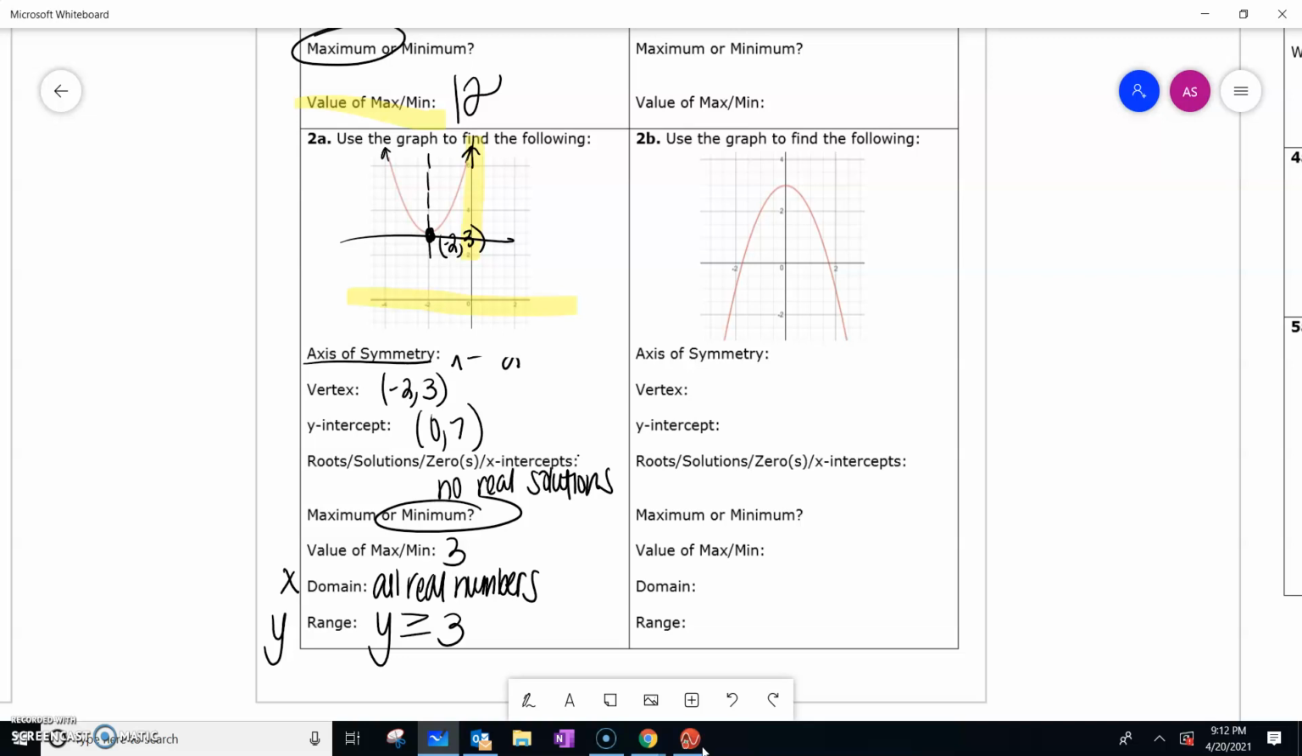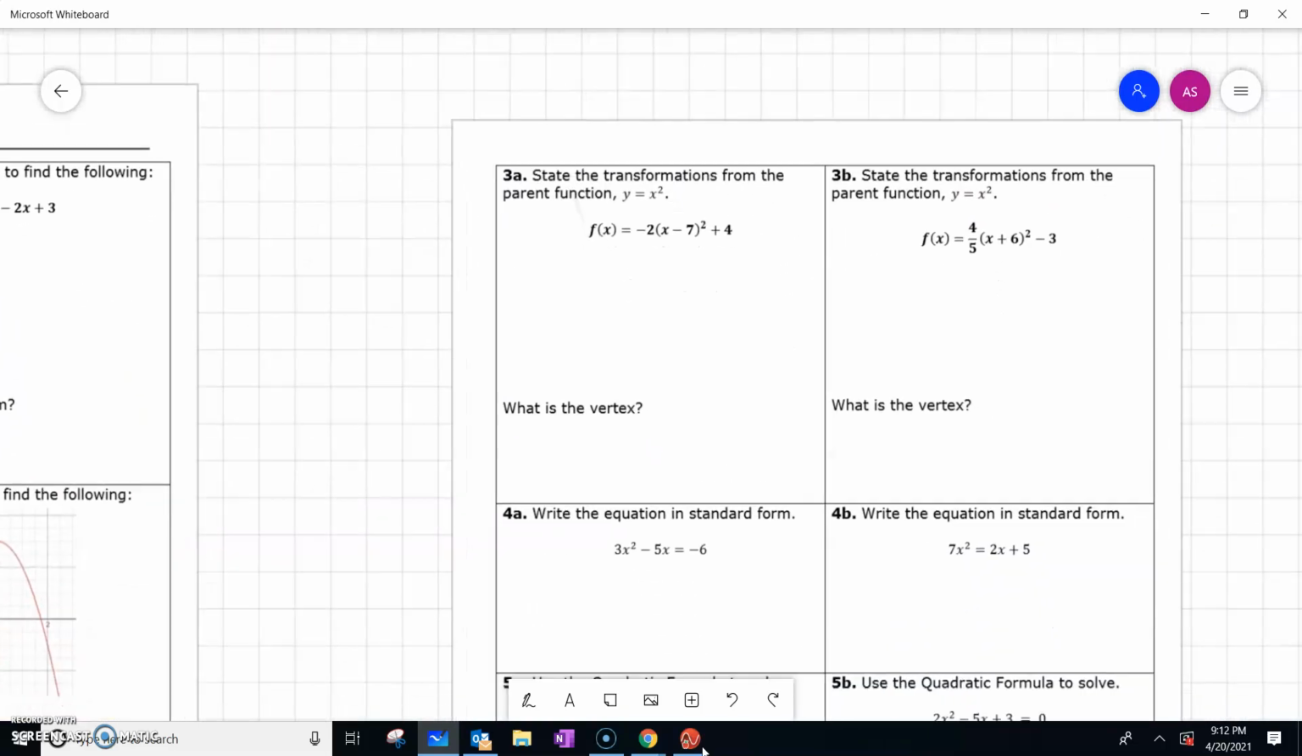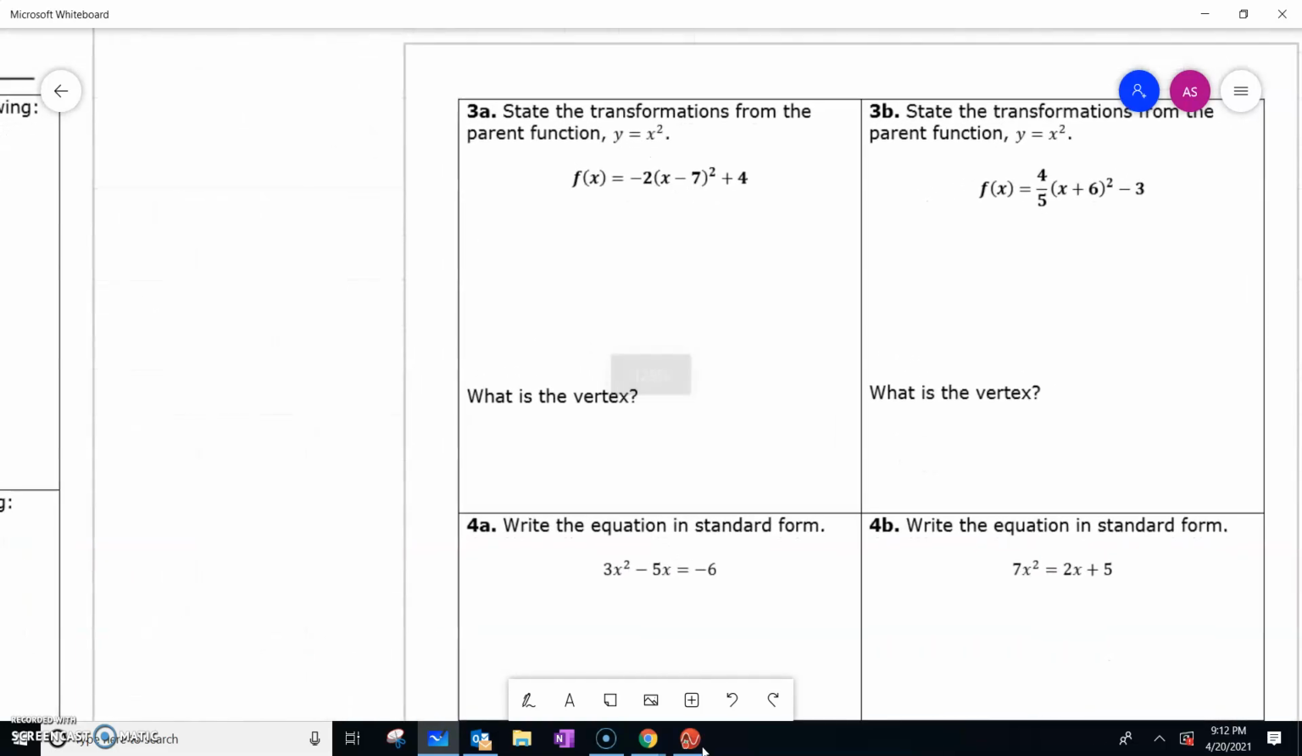All right, let's move on to 3a. Okay, so this one is fun. You're going to state the transformations from the parent function y equals x squared. I'm going to show you 2 different ways because you should know how to do this by hand. And we gave you all vertex form, which is f of x equals a times x minus h squared plus k. That's also on the formula sheet, so if you forget, feel free to look for it on your formula sheet. That can help you. Not cheat. We don't want you to do that.